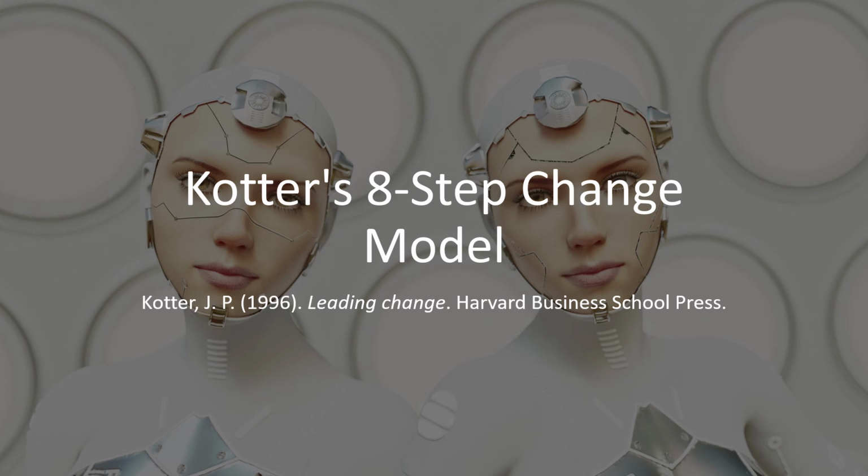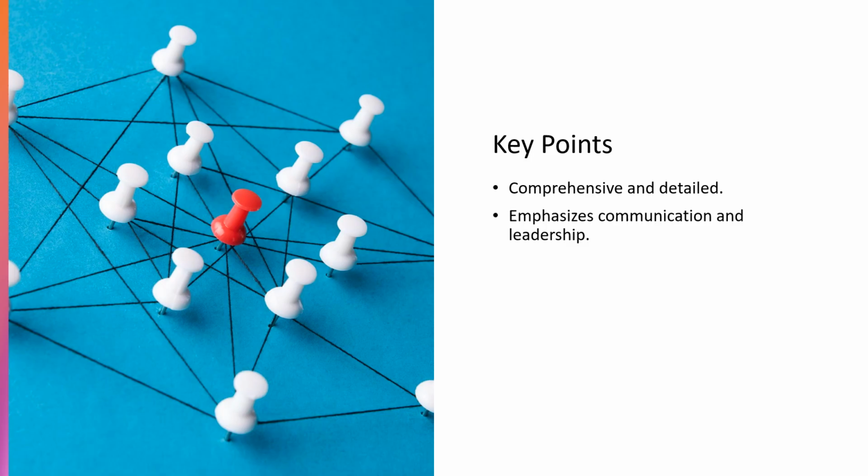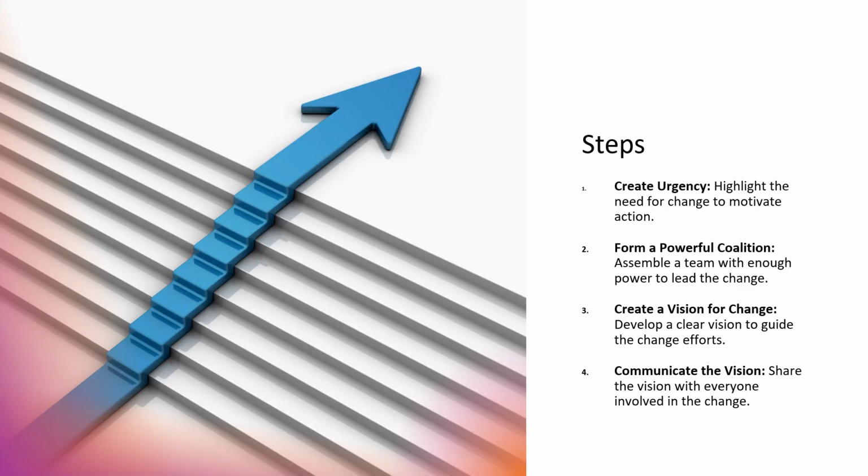The last one is Cotter's 8-step change model from 1996. The purpose is that it was created by John Cotter for outlining 8 stages for successful organizational change. Some key points is that it's comprehensive and detailed. It emphasizes communication and leadership.